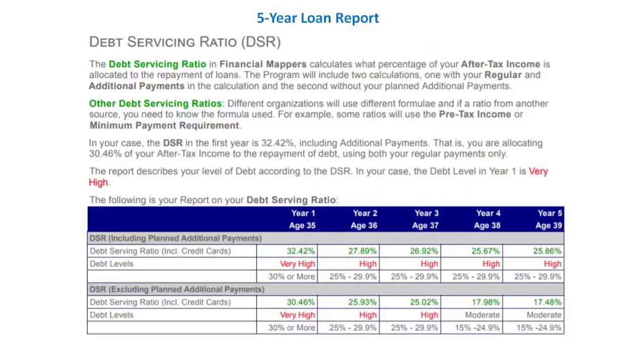The first issue addressed is the debt servicing ratio. A debt servicing ratio is the percentage of after-tax income used to repay all loans, including personal loans and credit card debt. Financial Mappers includes 2 ratios. The first includes any planned additional payments and the second excludes those additional payments. Note how the report gives a word description such as very high, high and moderate depending on the percentage. Very high is any ratio 30% or higher.